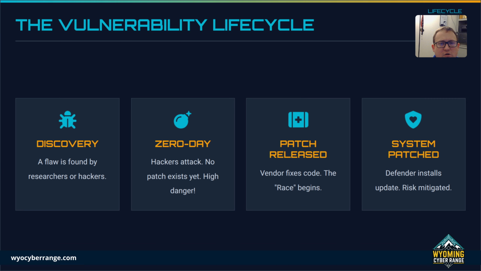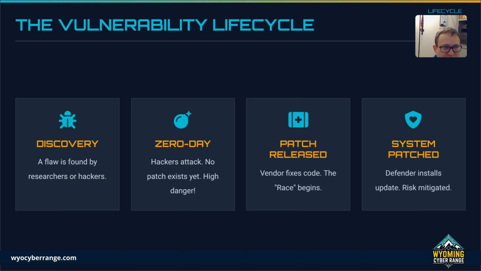Let's look at the life cycle of a bug. So first we must find it. We must discover it. Once we find the flaw by the researchers, or worse, even the bad guys, it becomes what we call a 0 day. This is where the hackers attack. They're attacking because there's not a patch yet. And this is a danger zone because how do you protect something when there's not a patch?